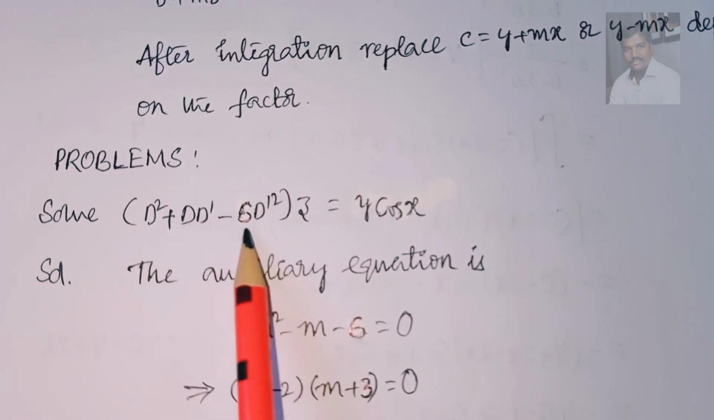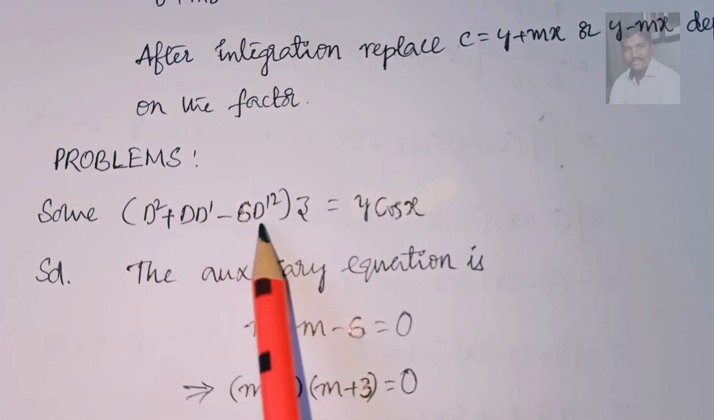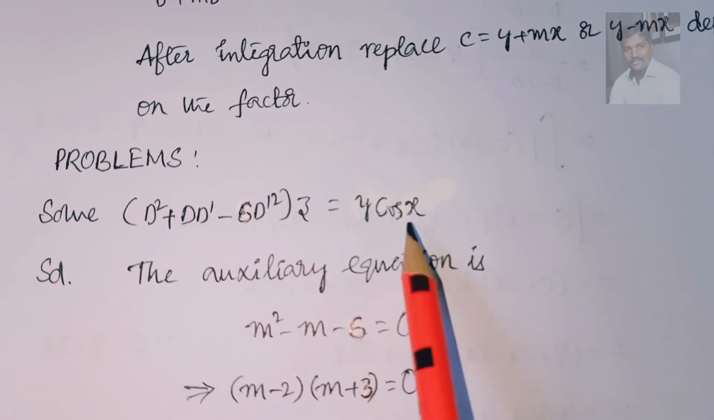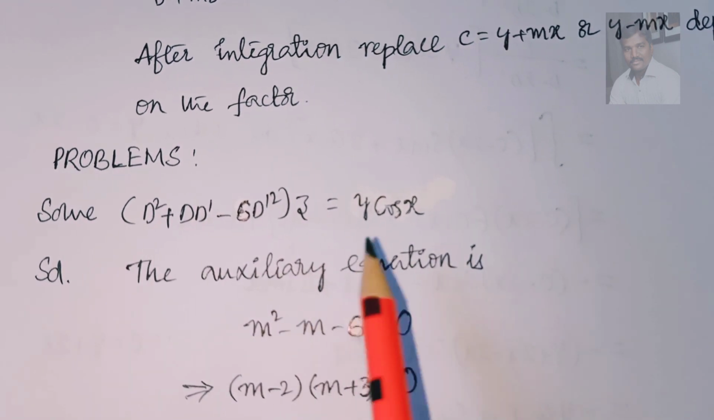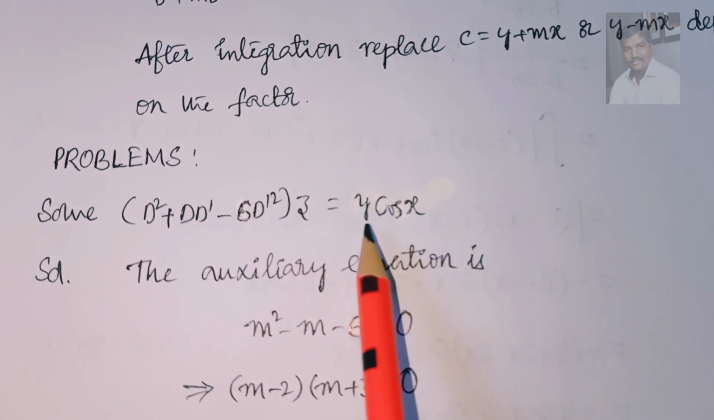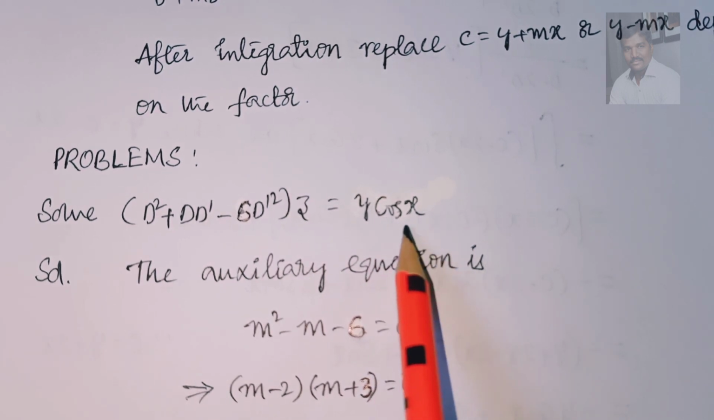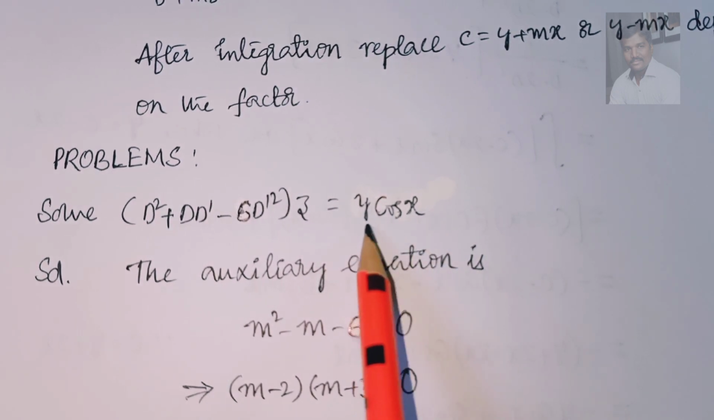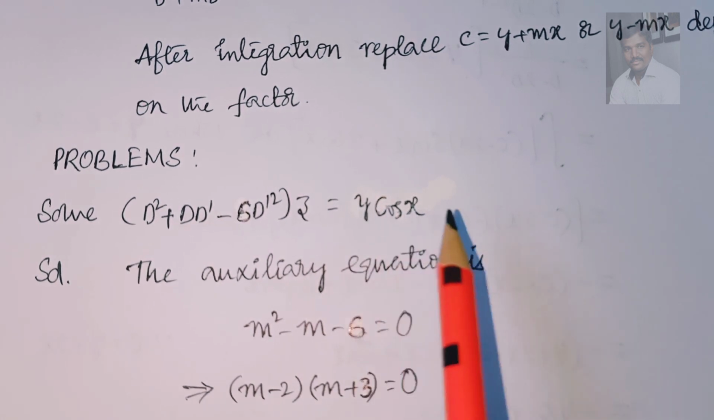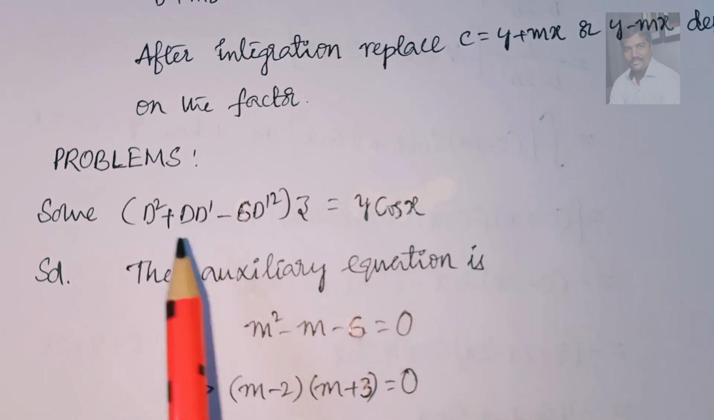Problem: solve D² + DD' − 6D'² of z equal to y cos x. Okay, it's a different one. It's not of case 1, case 2, case 3 or case 4. That means it's not e^(ax+by), it's not only sin(ax+by) or cos(ax+by), it's not only an algebraic one like x^m y^n, and it's not the combination of e^(ax+by) into phi of x, y. So it's a different function.